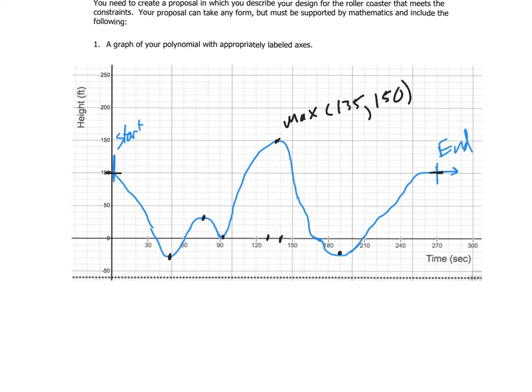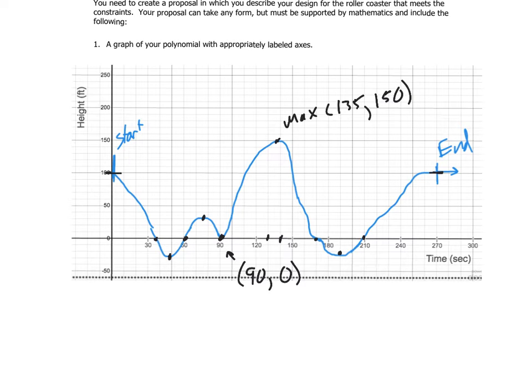So they want you to label these maximums and minimums. Like I could do this minimum right here. That looks like it's at 90. And what is it? Well, 0. Height is 0. That's one of my roots or my zeros, and you need to label those too. There's one, there's one, there's one, which is also a minimum. Here's one, and here's one.